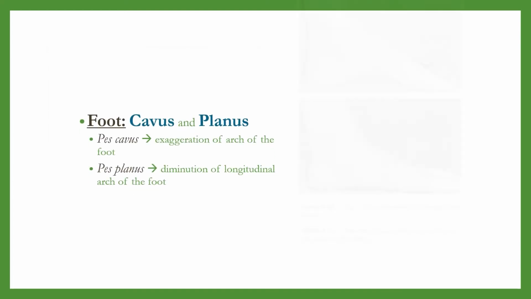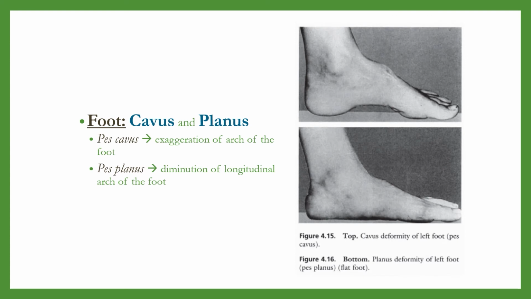For the foot, there are cavus and planus. Pes cavus is exaggeration of the arch of the foot. Pes planus is diminution of the longitudinal arch of the foot.